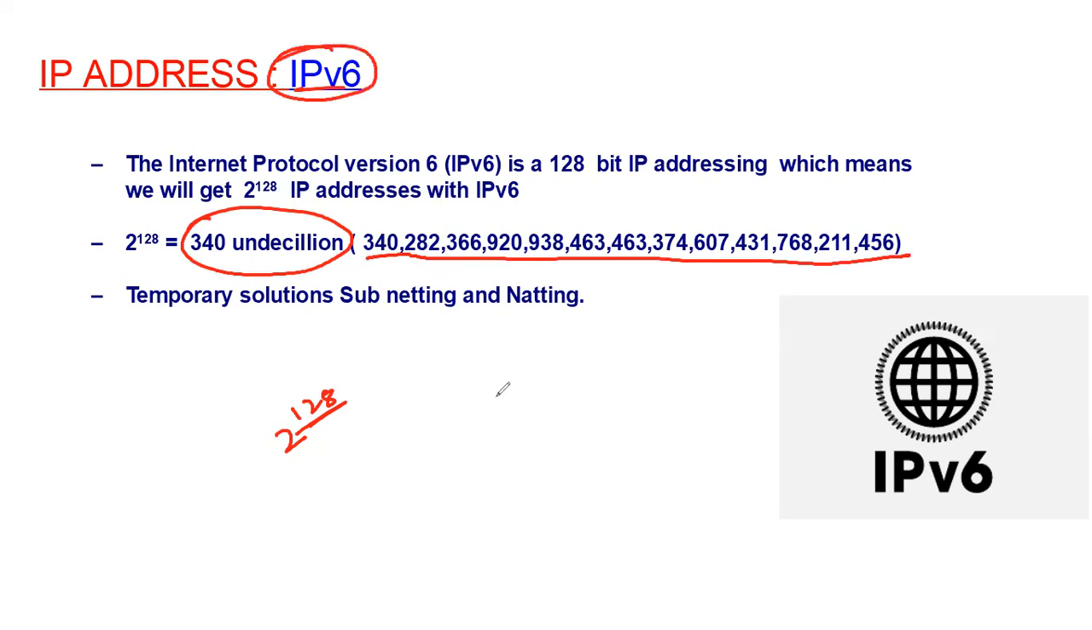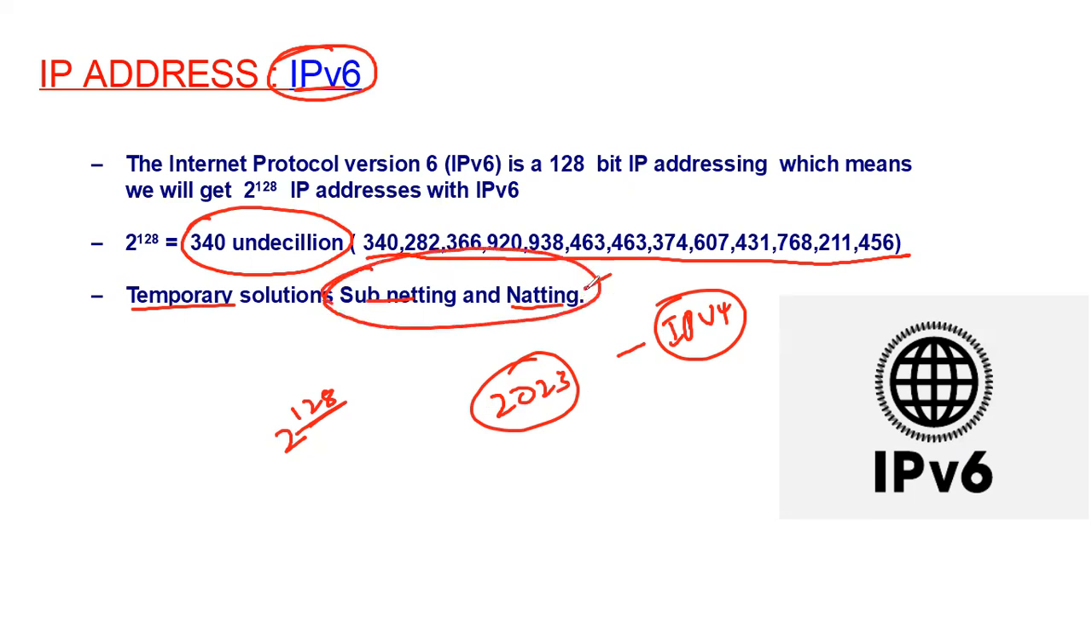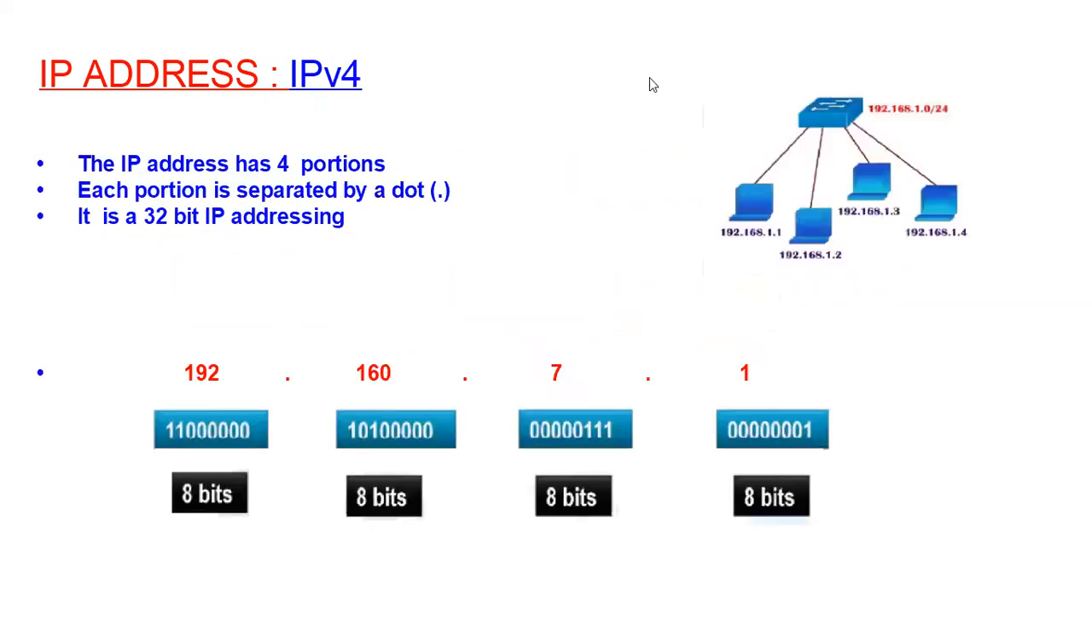But still in 2023 we are surviving with IP version 4. What is the reason here? We have some temporary solutions like subnetting and NATing. Because of these two temporary solutions, we are still surviving with IP version 4. These two solutions, subnetting and NATing, are used to save IP version 4. We will see subnetting in great detail in our basic classes, and we'll see NATing in our security classes. So let us focus on IP version 4.